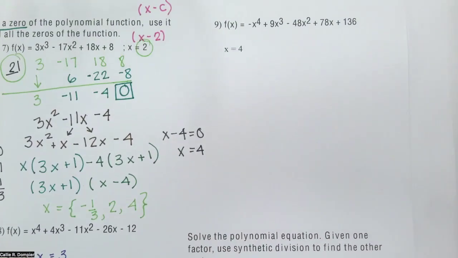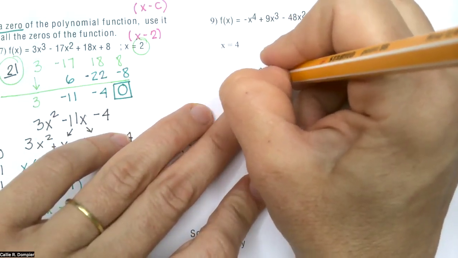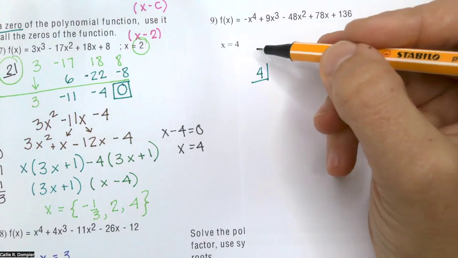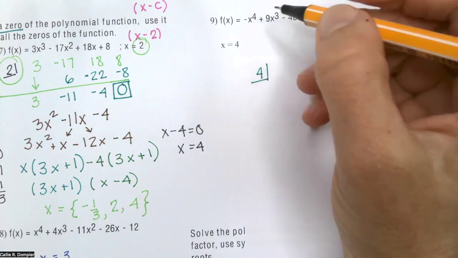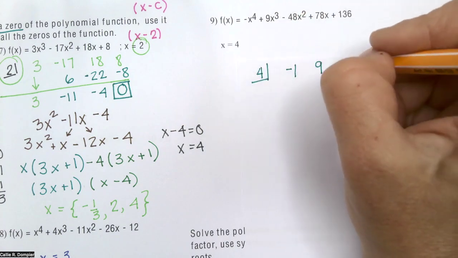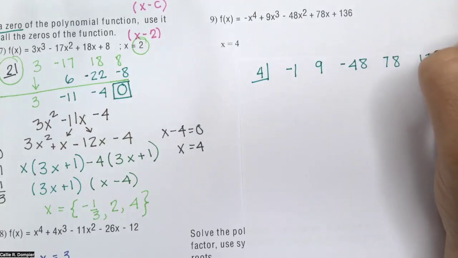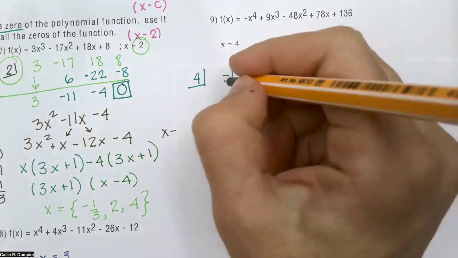Number 9. F of x equals -x to the 4th plus 9x cubed minus 48x squared plus 78x plus 36. And the 0 they gave us is x equals 4. I'm going to take that 4. No need to change the sign, right? Because they didn't give us a factor. They gave us the 0 of it. -x to the 4th is just a -1. 9x to the 3rd is a +9. -48x squared is -48. 78 and 136. Good.